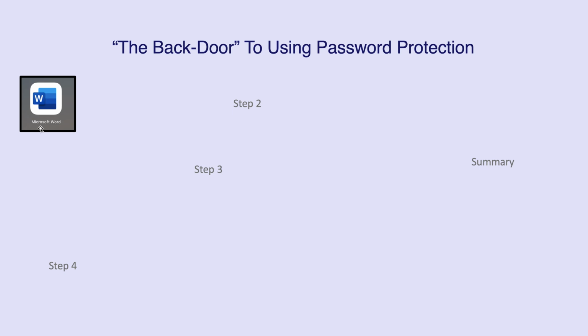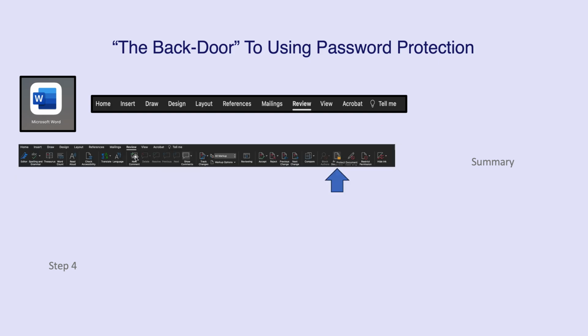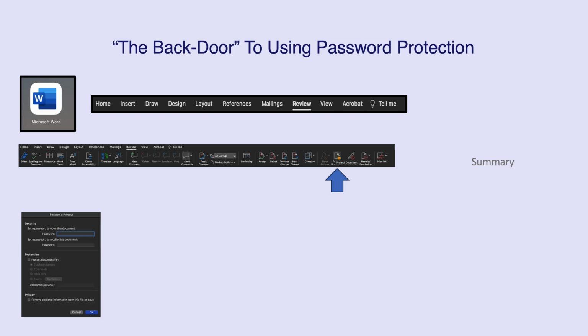We're going to start with a Microsoft Word document. We're going to go into the ribbon all the way to Review. In the Review ribbon, we'll see a tab for Protect Document. We're going to want to click that. And when we click on Protect Document, it'll show this: password protect, security.